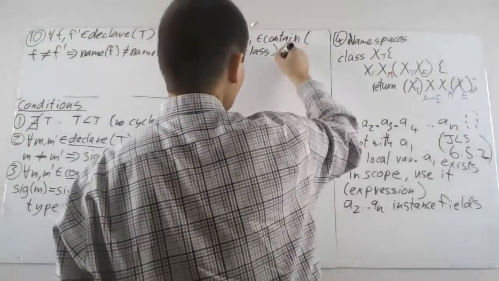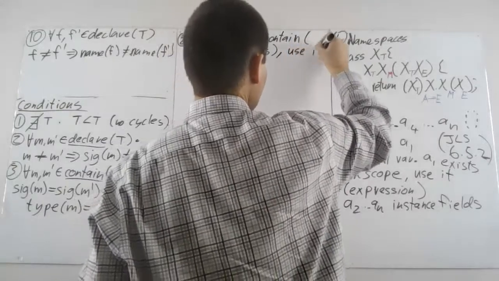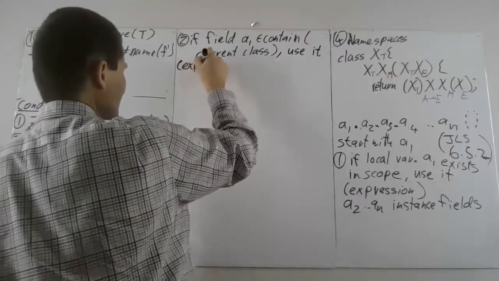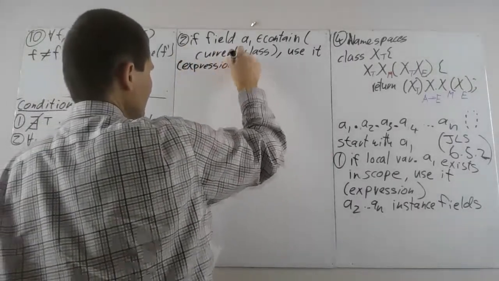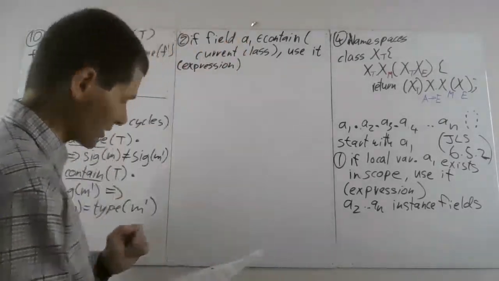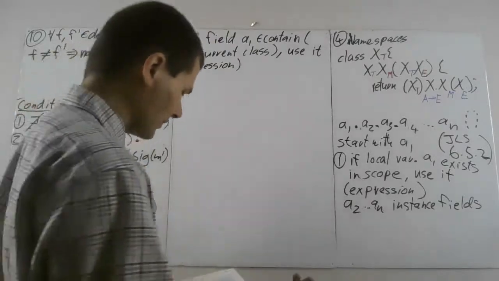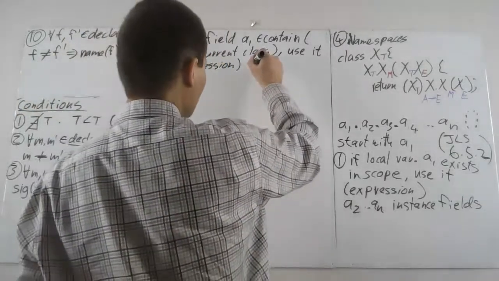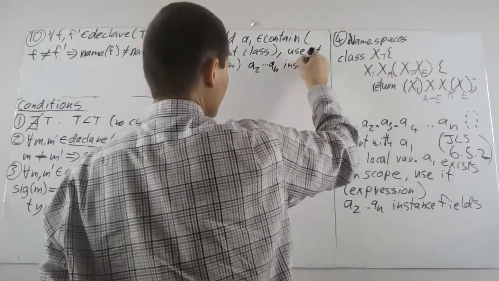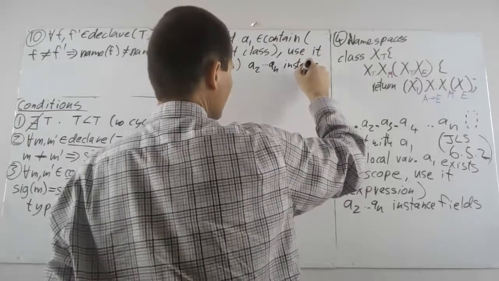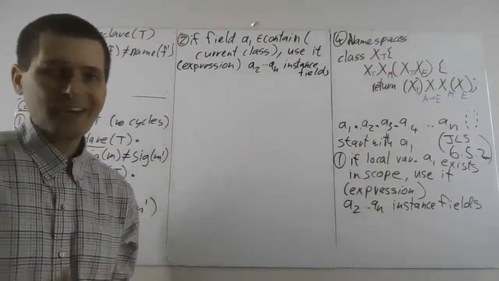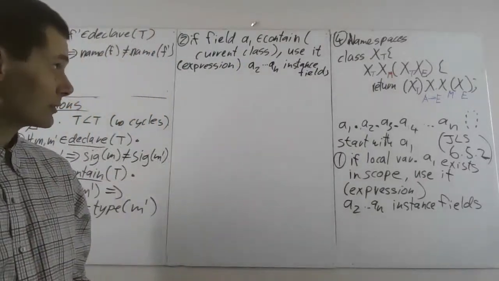Okay, then we're going to use it as well. Okay, and fields also come in the expression namespace. So we're going to say, okay, A1 is an expression. So it's the name of a field. And again, A2 to AN are instance fields. Okay, so it's really all about A1, at least for the first two rules.